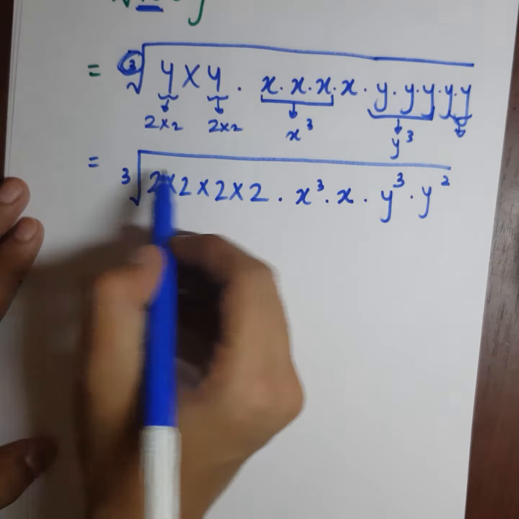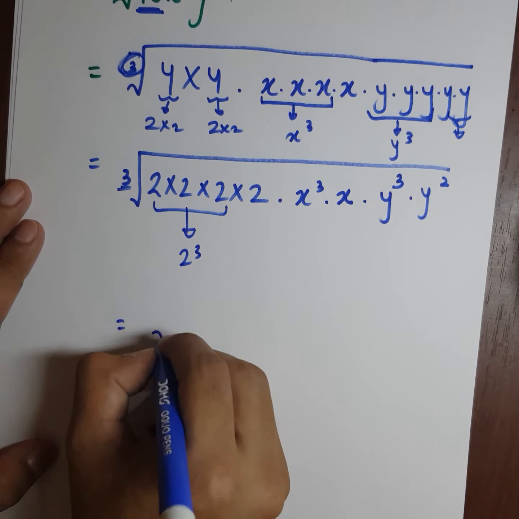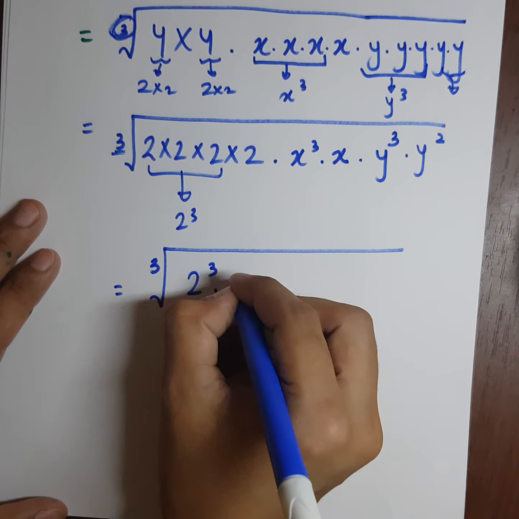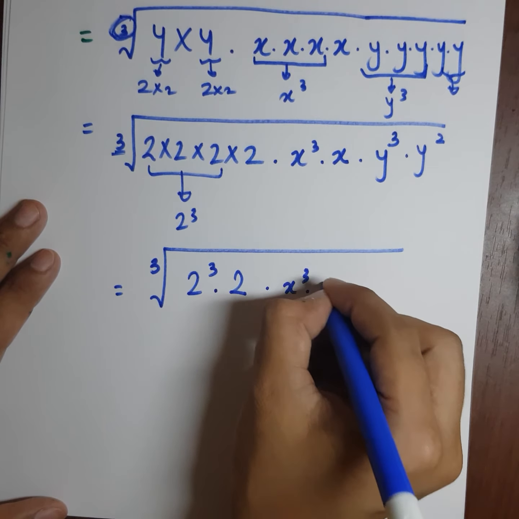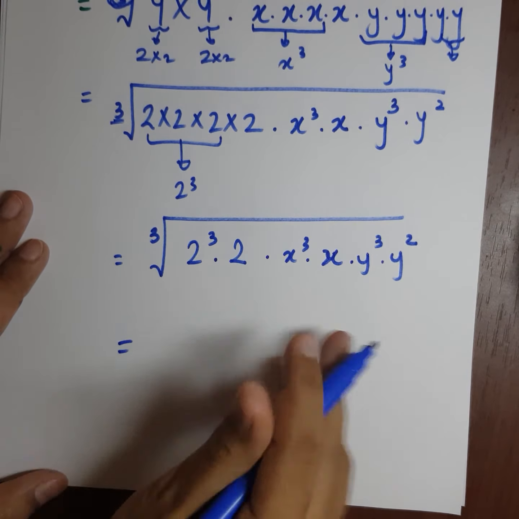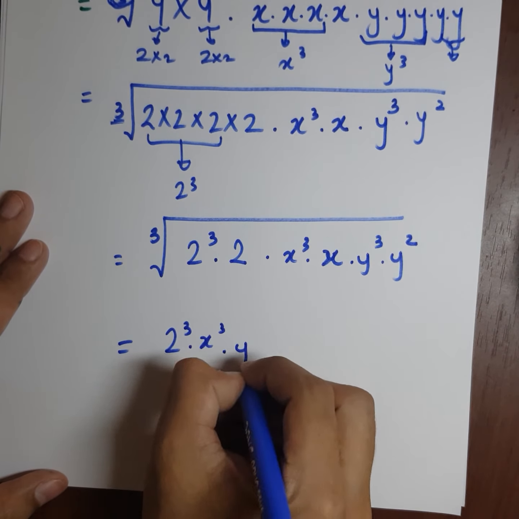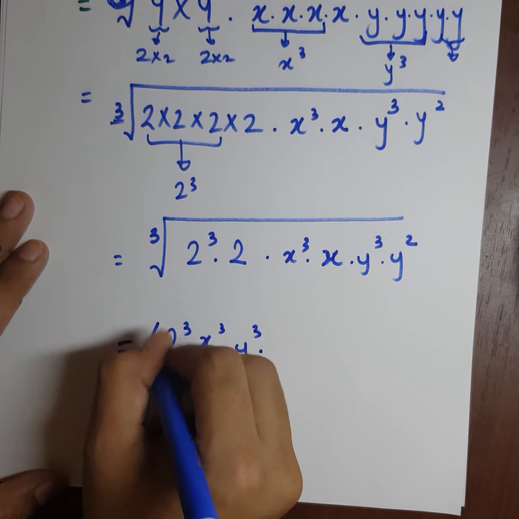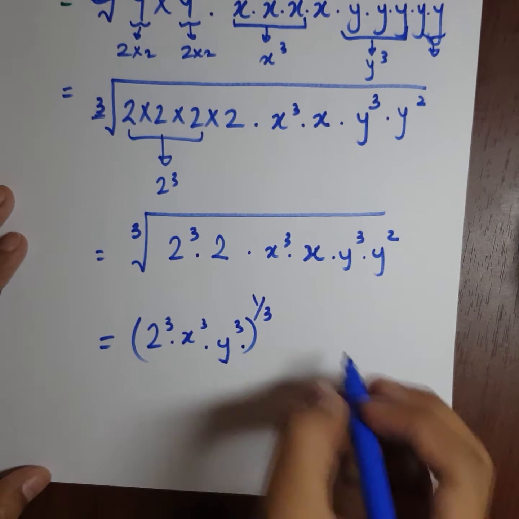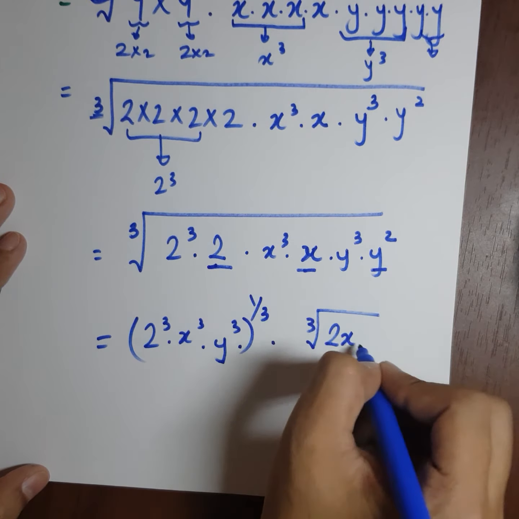Now here I'll do the same thing. Since I have 3, I'll take 3 2's and I'll write them as 2 cube. So this thing will become 2 cube times 2 times x cube times x times y cube times y square. So what I can do, I can take all the cubic terms together, 2 cube, x cube, and y cube, and make a bracket. Now this radical form, I can convert it into exponential form like this, and the remaining I can write as 2x, this 2x and y square.